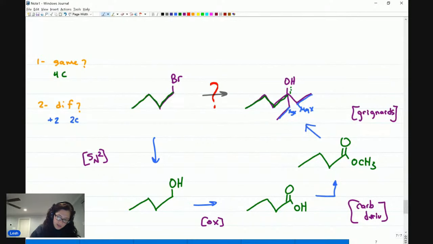Let's fill in the reagents. Bromine to alcohol, we've already seen: an SN2 reaction. Let's go with NaOH in a polar aprotic solvent like DMSO. We'll oxidize it using Na2Cr2O7. We haven't done this one yet. Notice so many oxygens, that's oxidation. To the ester, we're simply going to react it in the alcohol version of whatever OR group I have there. So CH3OH with an acid catalyst.